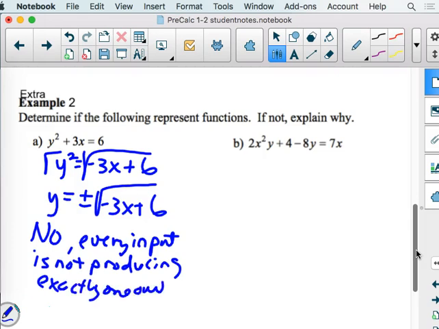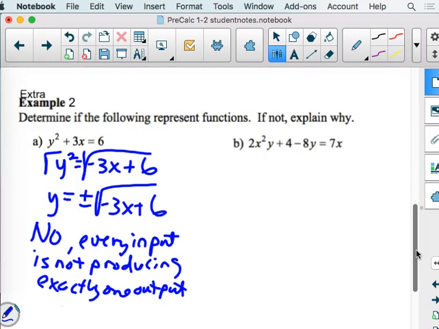Now, first hour, I started to write an explanation down, and then I had to stop myself because I said, no, every input is not producing exactly one output. I was going to write, no inputs produce just one output, but that's not true. There is one number that would produce just one output. What would we need to have happen underneath here to just get one output? 0. Yeah. So there is one that works, but they all have to work, and that's not happening here, that's for sure.